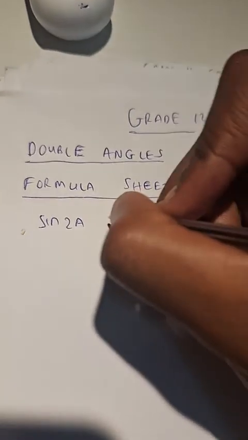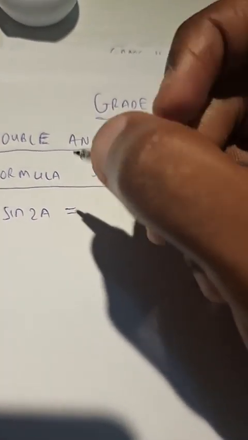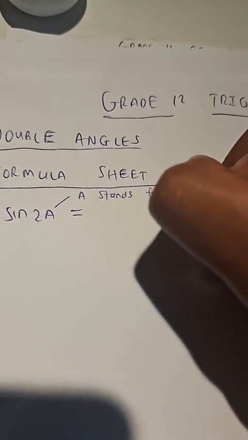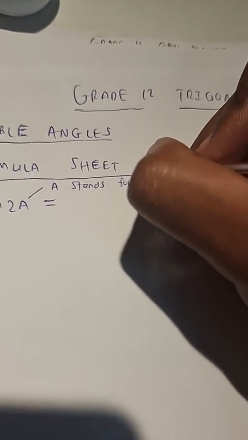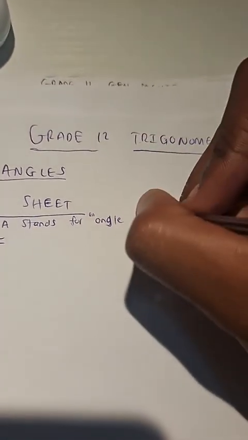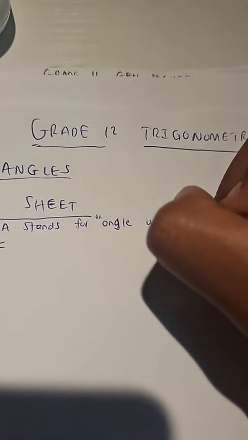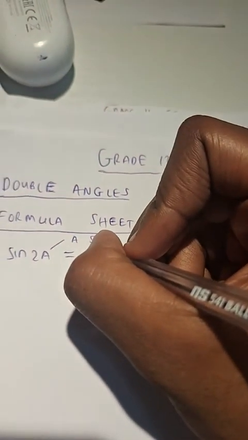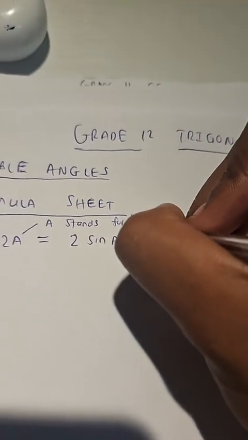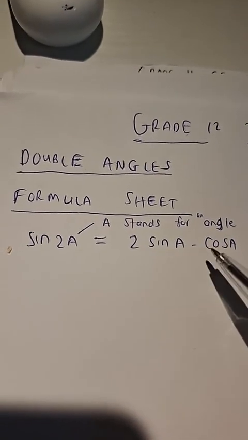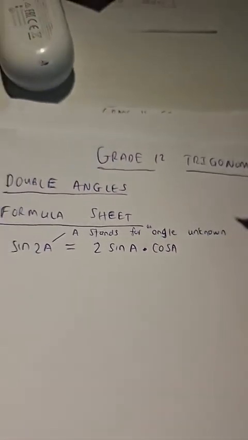So the first double angle identity is sine of 2A. Remember, A stands for an unknown angle. So the double angle expression of sine of 2A is equal to 2 sine A times cos A. Okay?